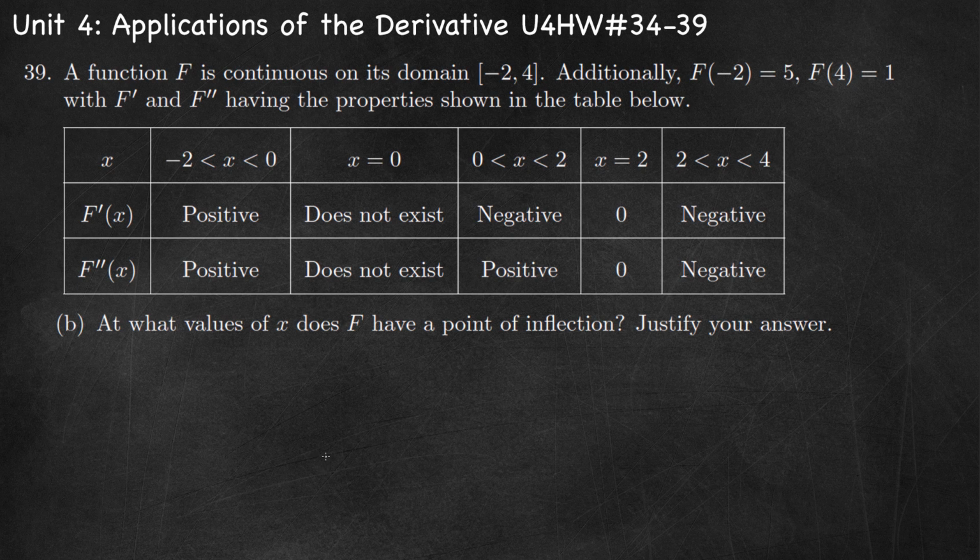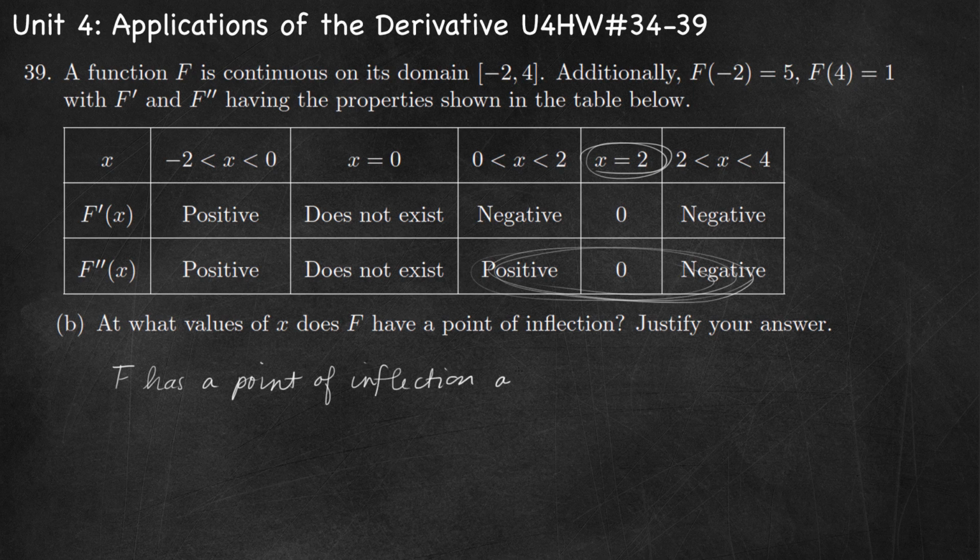Part B, at what values of x does f have a point of inflection? So here we want to know, where does the second derivative have a sign change? So second derivative is positive from -2 to 0. It's still positive after 0 until you hit 2, and then once we hit 2, it becomes negative after that. So we do get a sign change in our second derivative here at x equals 2. So f has a point of inflection at x equals 2 since f double prime changes sign.